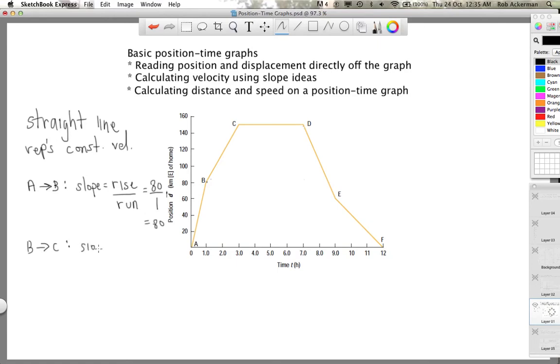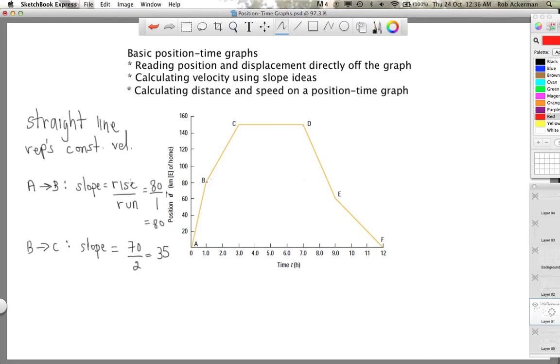I'll let you do the math, but the slope comes out to be less than 80. In fact, it looks like going from 80 up to 150, so that's a rise of 70, only this time the run is 2 hours, that's 35. So yes, there is indeed a lesser slope in B to C than there is in A to B. But what does that mean? Well, it means you've traveled less distance in the same amount of time, or less displacement in the same amount of time. What these slopes are actually measuring is the velocity.